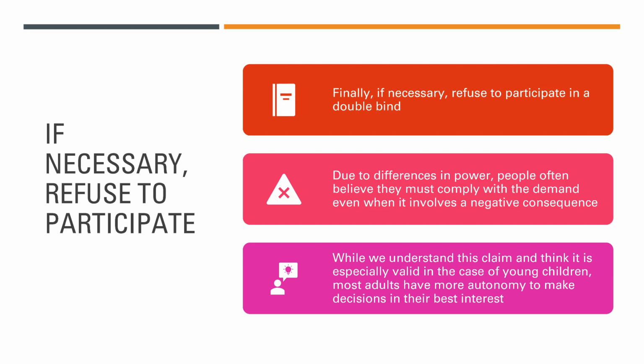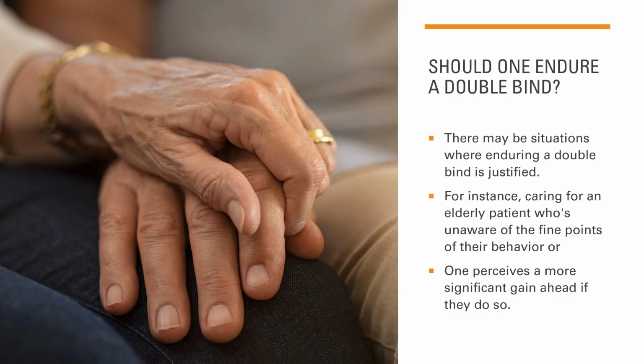When a person is asked the famous wife beating question, which is, have you stopped beating your wife? The best possible response is probably not to answer. Just because someone makes a demand containing a double bind does not mean you are required to satisfy it. However, there are situations when enduring a double bind may be justified. For instance, caring for an elderly patient who's unaware of the fine points of their behavior, or because one perceives a more significant gain ahead if they do so. Outside of a net benefit, the best reaction to a double bind may be a refusal to participate.